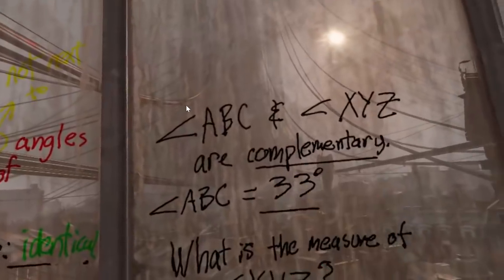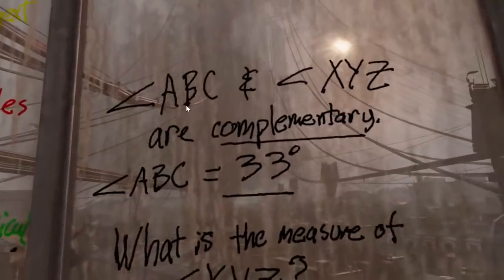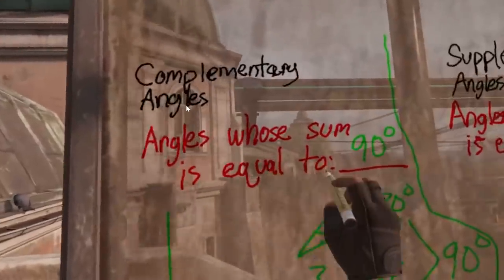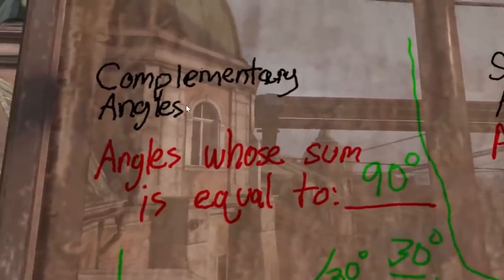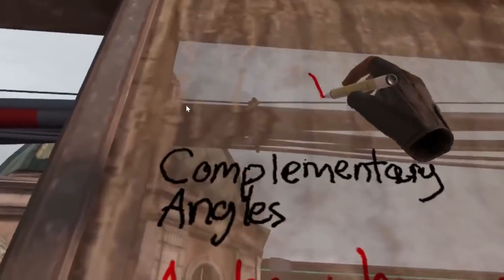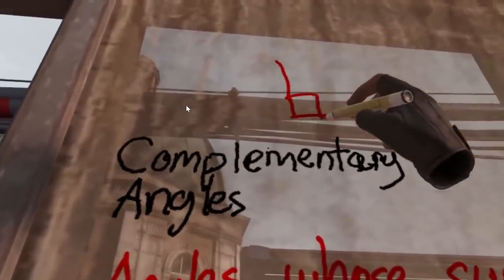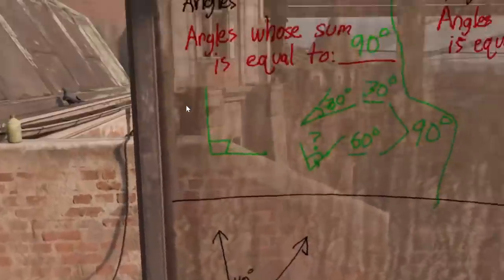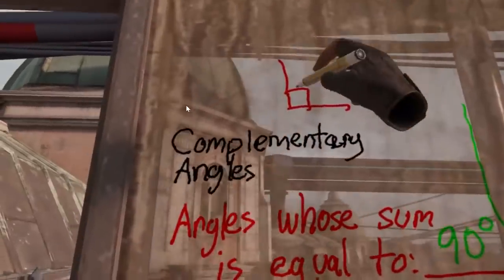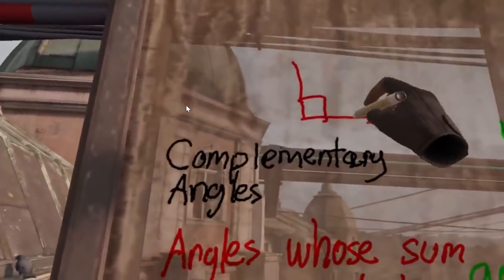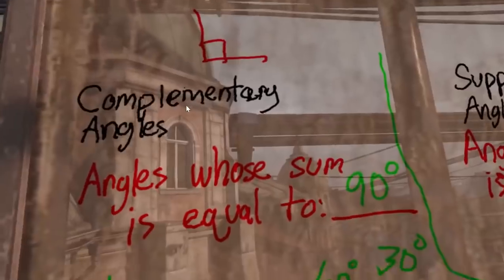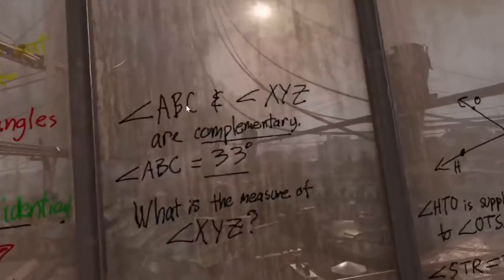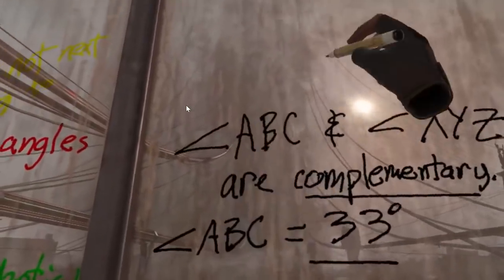So, angle ABC and angle XYZ are complementary. Okay, what does complementary mean? Well, as a review, it's angles whose sum equals 90 degrees. The way I remember that is, a right angle is complementary when you put them together, so you'd complement it. What a nice right angle. Structured and sharp and beautiful. Complement that 90 degree angle. I don't know if that's going to help you or not.